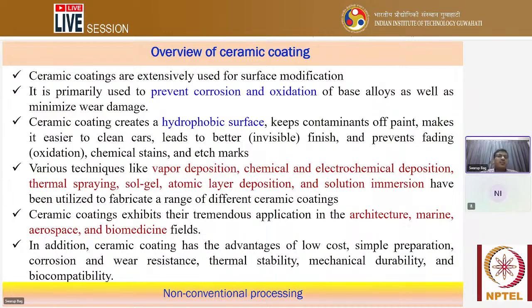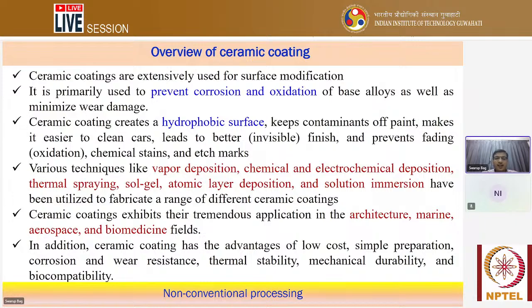There are so many techniques in ceramic coating. One is vapor deposition, chemical and electrochemical deposition, thermal spraying, the sol-gel method, atomic layer deposition, and finally solution immersion. These are the typical techniques to produce ceramic coatings over surfaces. And of course, a wide range of different types of ceramic coatings can be made, and different coating thicknesses can also be applied over the surface.